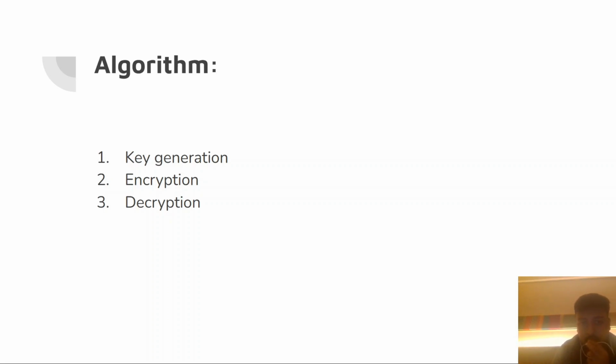And now let's talk about the algorithm. The algorithm has three parts, and it consists of three components. The first component being the key generator, the second component being the encryption algorithm, and the third part being the decryption algorithm.